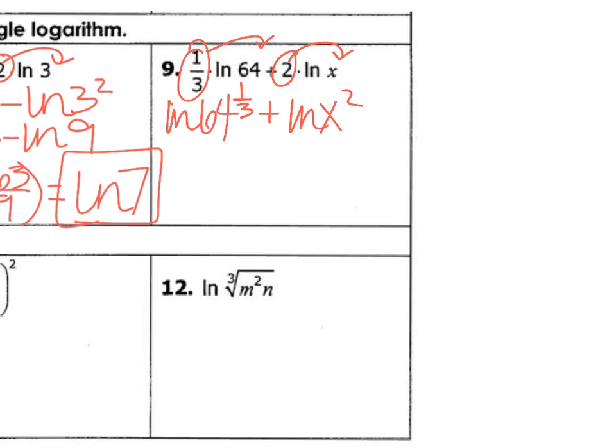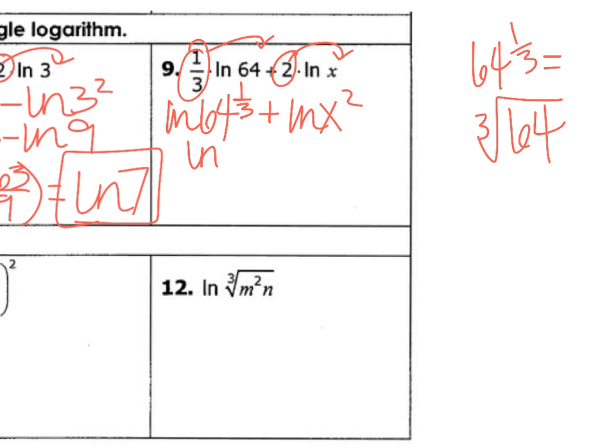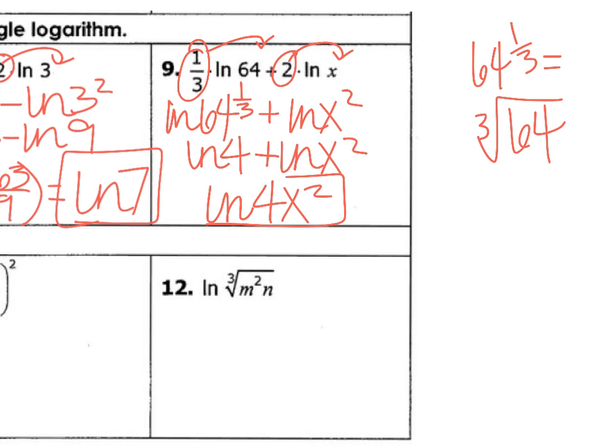And 64 to the 1/3 power is the same thing as the cube root of 64. The cube root of 64 is 4. So we would rewrite this as natural log of 4 plus natural log of x squared. Now we can use product rule to condense this. And we would say ln of 4x squared, or natural log of 4x squared.